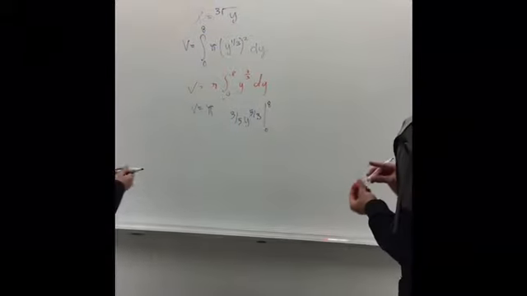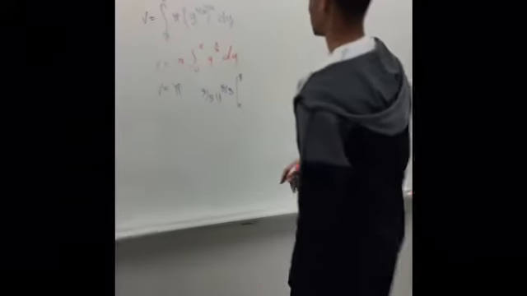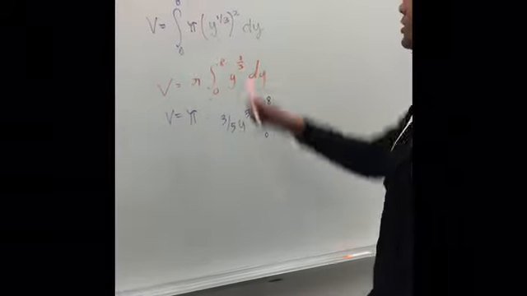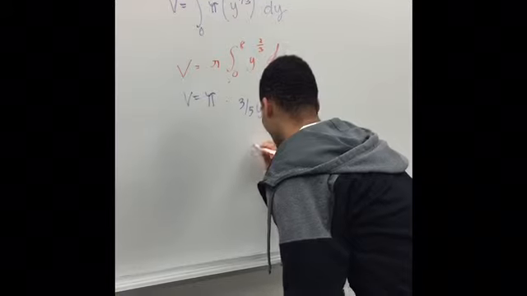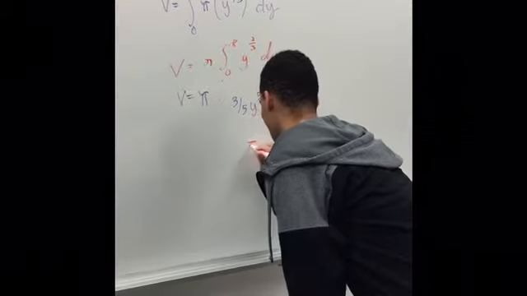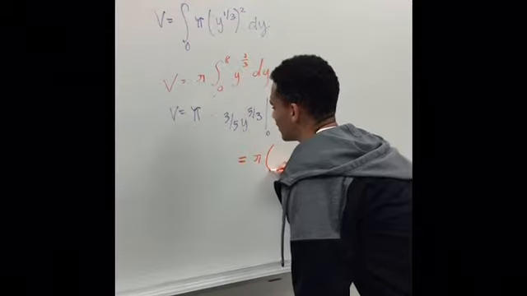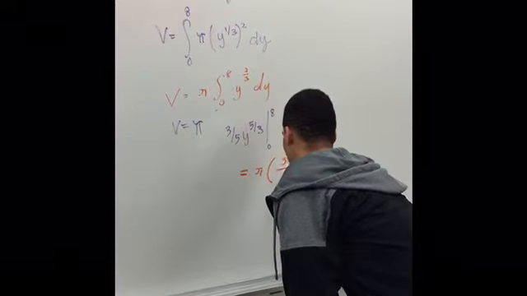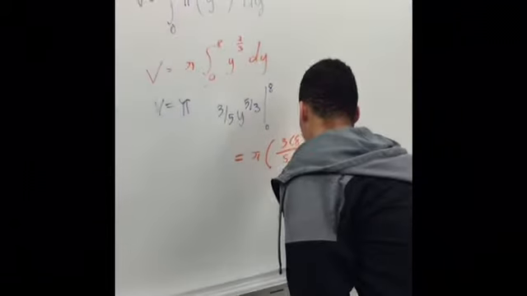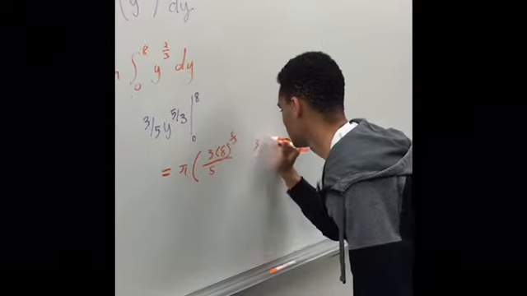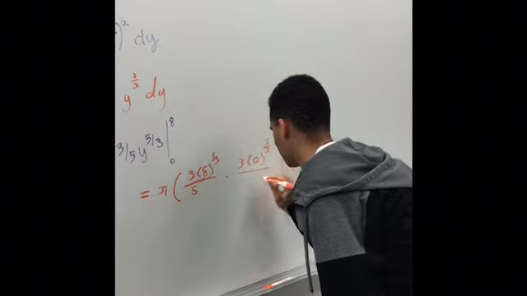So now we evaluate it. Yep. Top minus bottom. What's the top number? I believe it's the one on top, right? Just kidding. Alright. Can't forget the equals sign. So pi times 3 times 8 to the 5/3 over 5, minus 3 times 0 to the 5/3 over 5.